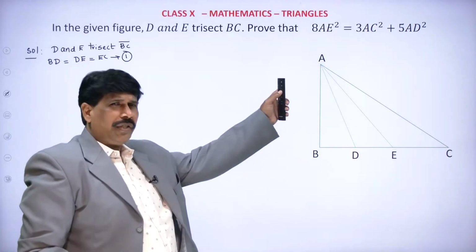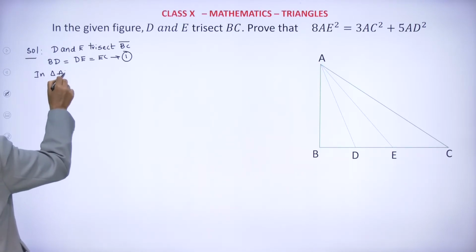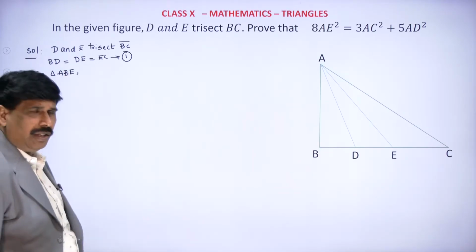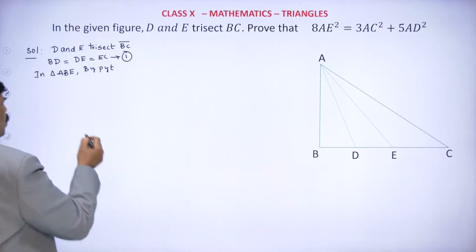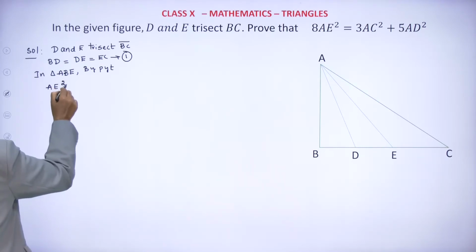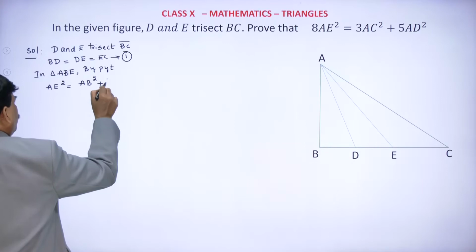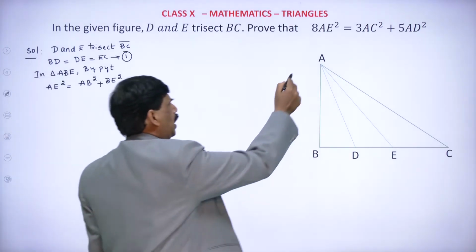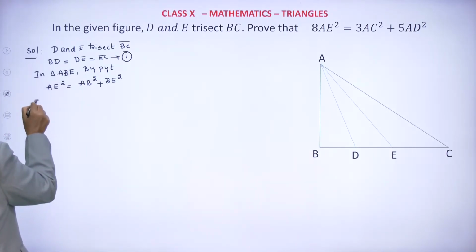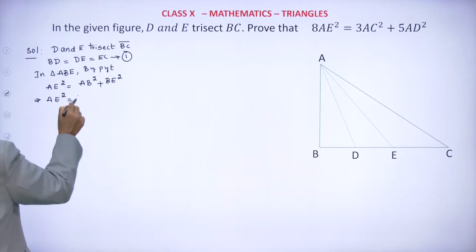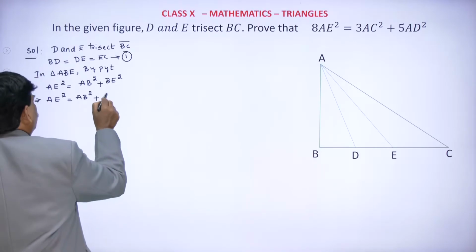Okay. So now first you take the triangle ABE. In triangle ABE, of course, angle B is 90, so apply Pythagoras. By Pythagoras, what will we get? AE square is equal to AB square plus BE square. Correct? We are taking the triangle ABE. AE square is equal to AB square plus BE square. It's clear. So now AE square is equal to, keep your AB square as it is. BE is nothing but 2/3 of BC. Clear?